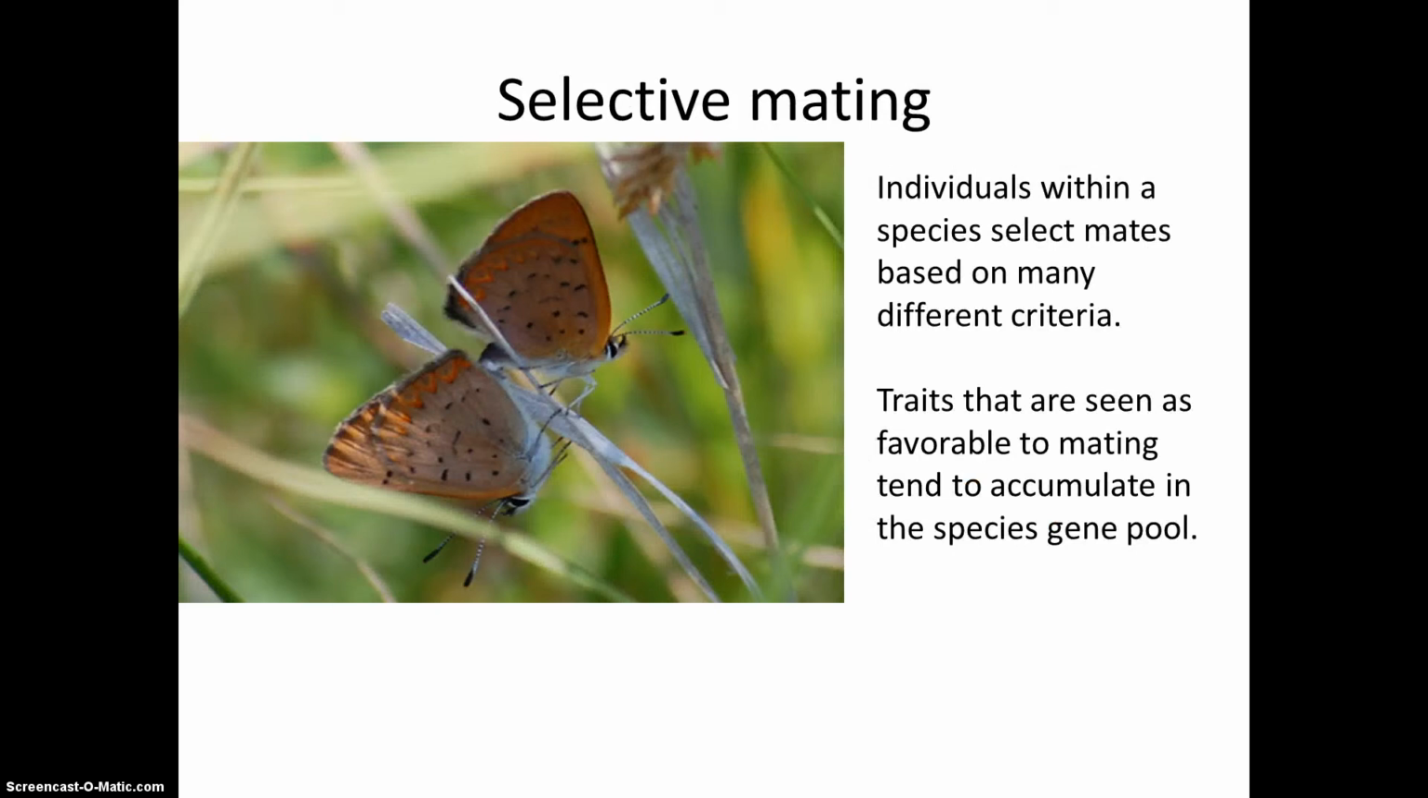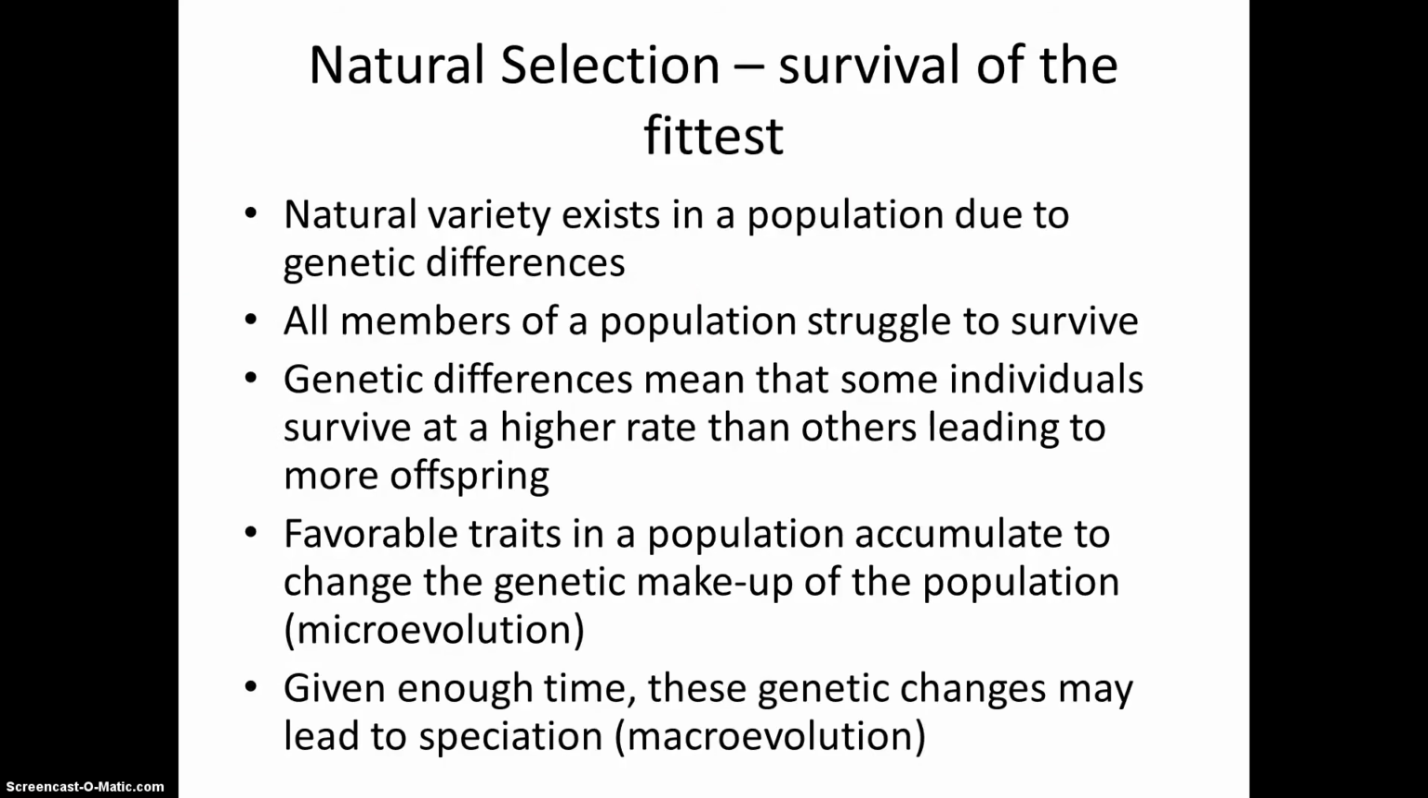Another driving force is selective mating. This is when individuals of a species choose their mates based on any kind of different criteria. Traits that are seen as favorable to mating tend to accumulate in that species' gene pool. So it could be a coloration pattern, a special dance, a song, large antlers or large horns or big muscles. Whatever it is that the female of that species is looking for tends to be accentuated and exaggerated over a very long period of time.